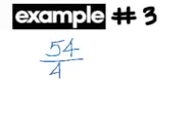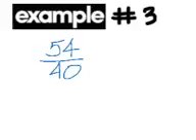Example 3, reduce this fraction. 54 over 40. Try to think of the highest number that will go into 54 and 40. If you can't think of it, you can try 2. What is it?